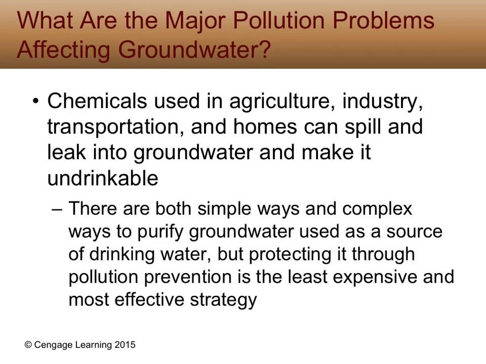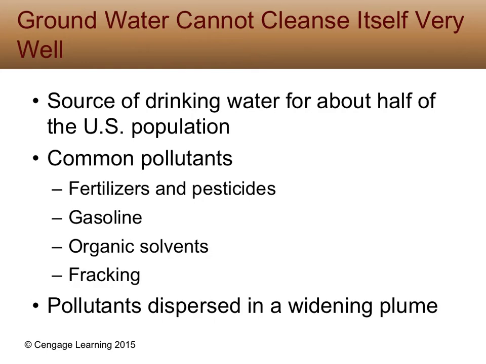There's simple ways and complex ways to purify groundwater, but protecting it through pollution prevention is by far the least expensive and most effective strategy. We can try sending more water in, but it's just not very practical. The source of the drinking water for about half of the U.S. population, of course, is in the groundwater, and it can clean itself, but not totally. Once that pollutant's in there, we're not going to get it back.